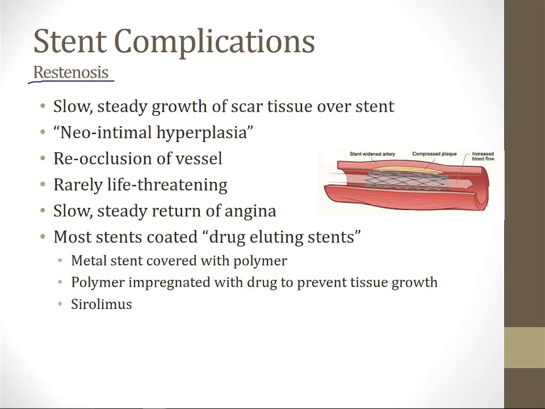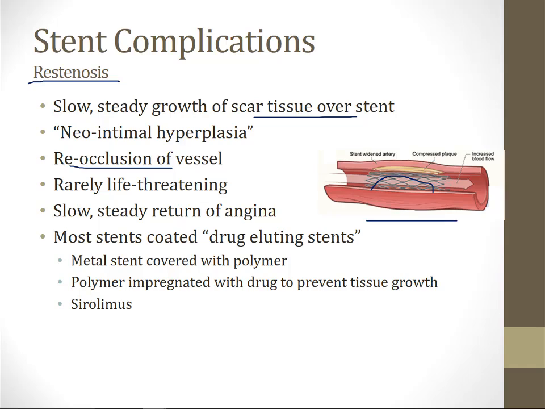The first one is called restenosis. This is the slow, steady growth of scar tissue over a stent. So when you implant a metal stent into the wall of a coronary artery, you cause inflammation, and sometimes that inflammation leads to so much scar tissue formation that it reoccludes the blood vessel. So if you look at this drawing on the right side of the screen, we've got a freshly implanted stent and good blood flow through the vessel. But sometimes scar tissue grows over this stent and reblocks the vessel and the angina returns.